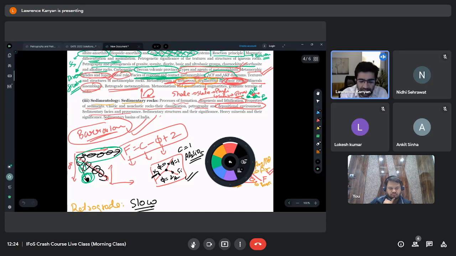Sedimentary facies and provenance. Sedimentary facies has a little bit of overlap with geomorphology, but here they ask about delta and fluvial. These are the most important parts. In fluvial, they can ask you about braided and meandering. And then this is the most important part, sedimentary structures and their significance. So in this one, please write notes on ripples, cross bedding or cross strata, and there are types, for example hummocky cross stratification and all those things. Bedding.